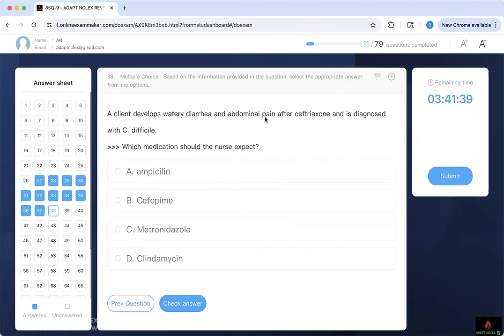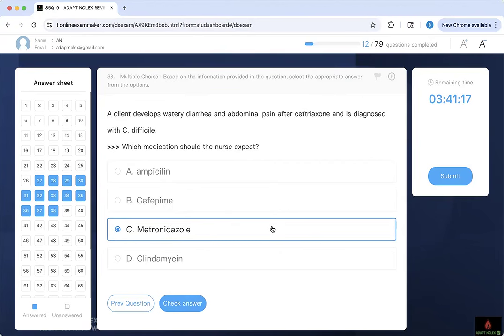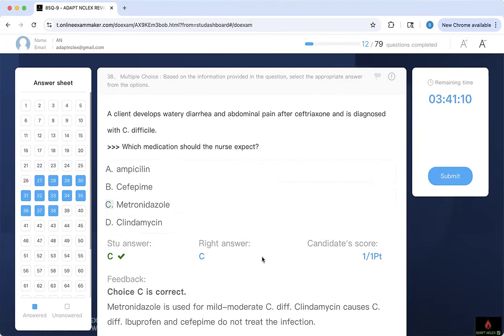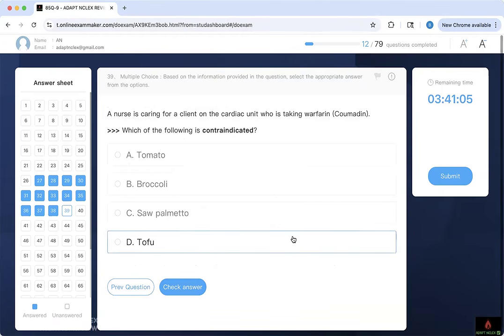Ampicillin, I won't pick ampicillin because the patient was taking ceftriaxone. They will be cross-linking, and therefore it can cause the same problem. I won't take cefepime because it's the same class of medication. That's a sticking strategy I'm teaching you. And then you're left with C and D. Metronidazole is the easy medication that is used for C. diff, or vancomycin. Those are the two. Write it down. Metronidazole and vancomycin. You don't use clindamycin because it causes C. diff too. Those are the right answers.